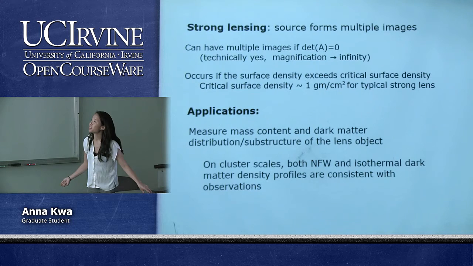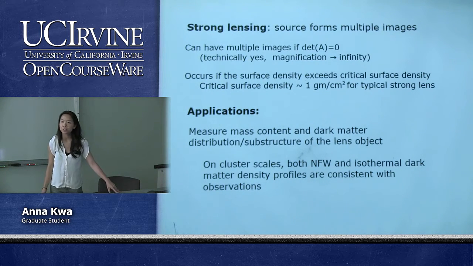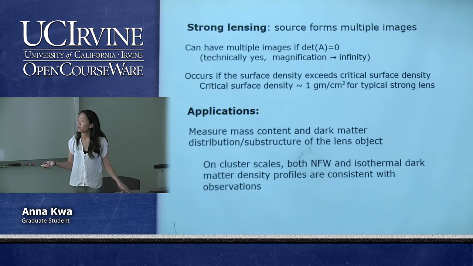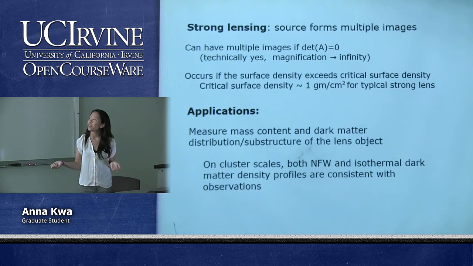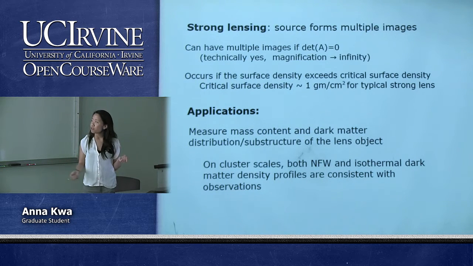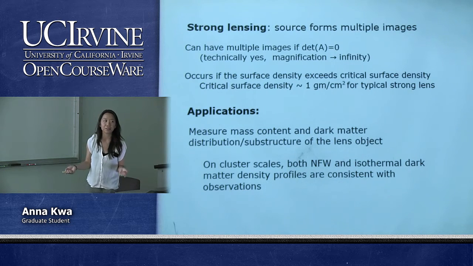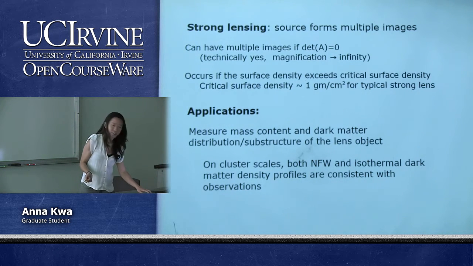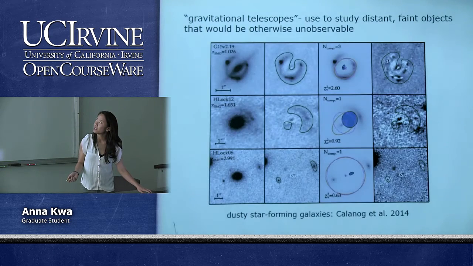And one result from this is that if you're looking at larger scales of dark matter substructures, so galaxy clusters, using gravitational strong lensing, people have found that we really don't know whether a Navarro-Frenk-White profile or an isothermal profile is the best fit to the dark matter. So I guess that's not a result. That's like a non-result.